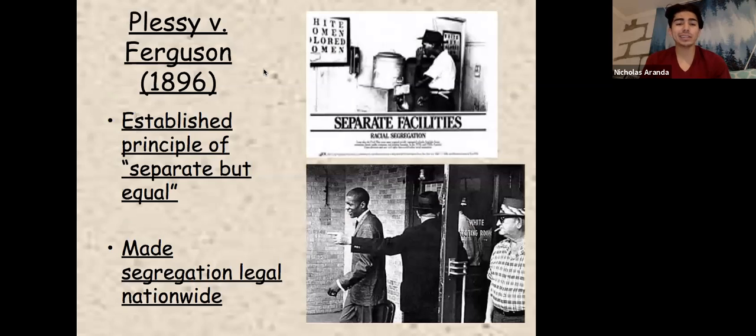Plessy versus Ferguson is a Supreme Court case from 1896, and it established the principle of separate but equal. It made segregation legal nationwide and codified racial segregation in the Jim Crow South. Individuals had to use separate bathrooms, separate waiting rooms for hospitals, oftentimes separate wings of hospitals, separate schools, separate water fountains, and there was segregation as far as housing goes. It really codified segregation into law nationwide, and is responsible for many of the disparities that we can note that are tied to segregation.